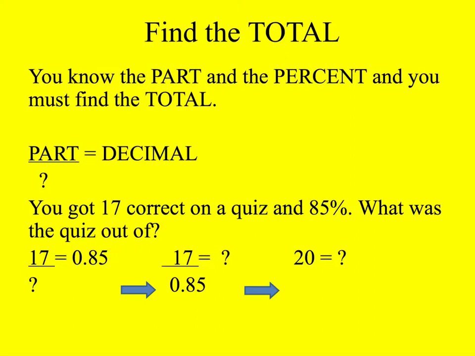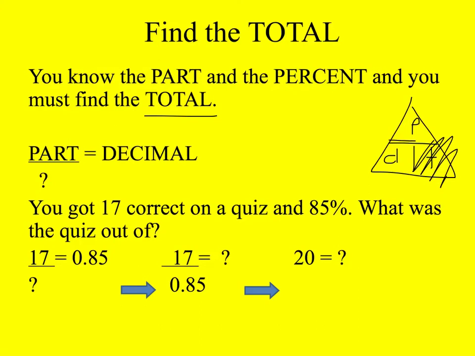So we know how to find the part and we know how to find the percent. Now we're going to have to figure out how to find the total. There's a few ways you can do this. You can use your triangle of decimal equals part over total. And if you're looking for total, we have part over decimal. So that's what we're going to use.